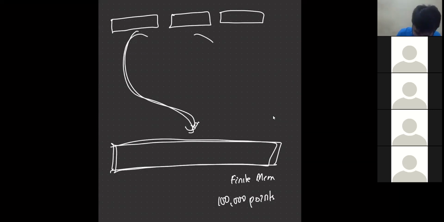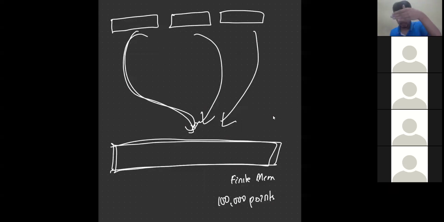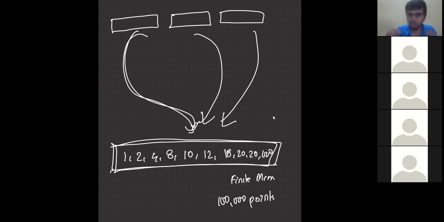So first data comes here, second copy comes here, third copy comes here. So the first batch processed, this is where you would store your data: 1, 2, 4, 8, 10, 12, 18, 20, 20, 100. And now this is what your true representation of your data is. So anytime the approximation that you will do, it will always happen on this data.